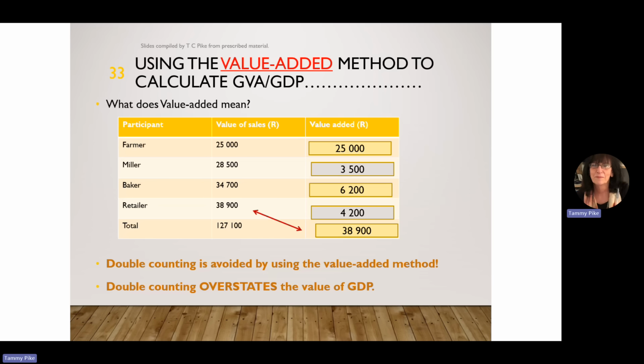All right, so I don't anticipate they're going to confuse it like that for you, but it is possible that they could ask that question. It's a perfectly legitimate question. Just know that by using the value added method, we can avoid double counting, and also note that double counting overstates or overestimates the value of GDP.